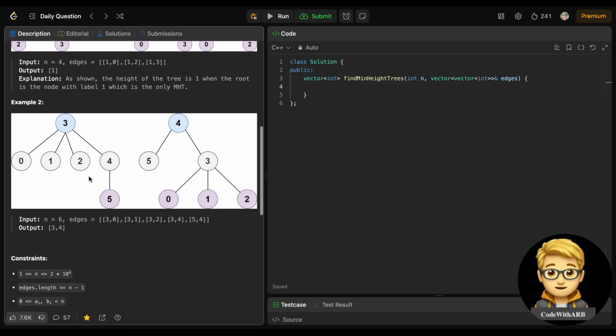If you see the second example, if we make every node a root, then we will see that the minimum height will be only 2. If you take 3, then the height will be 2. If you take 4, then the height will be 2. Otherwise, if you take 5, it will be 3 height, right? And if you take 0, 1 and 2, it will be 3 height, so the minimum height will be 2. So you need to take only those nodes as root which give the minimum height. So 3 and 4 both will be the answer here, right?